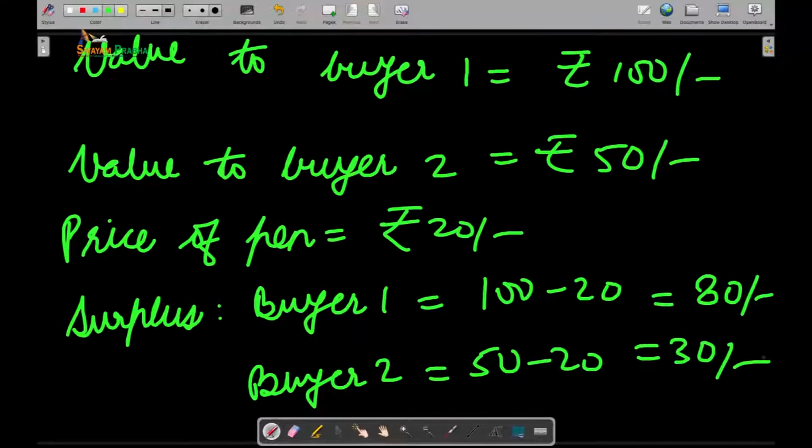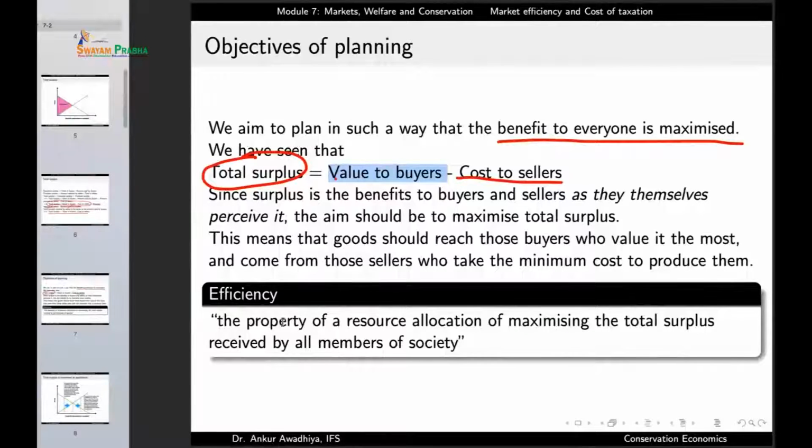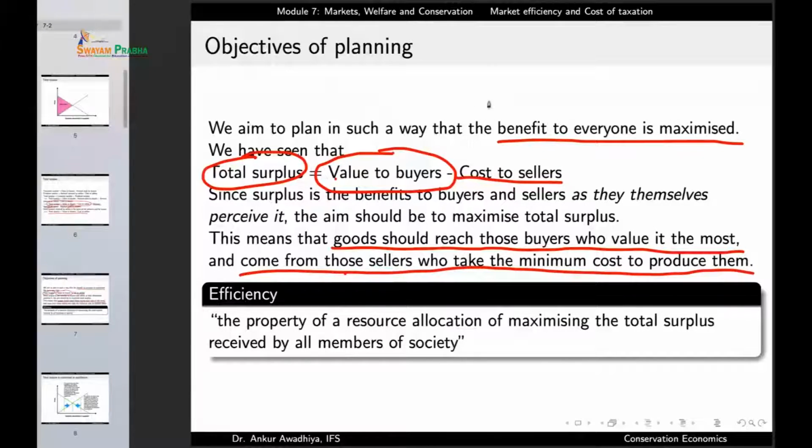Now, if the aim of planning was to maximize the surplus, then we would want this pen to go to buyer 1, because if it goes to buyer 1, then the total surplus from the viewpoint of the buyers, it increases by 80 rupees. Whereas if it goes to the second buyer, the total surplus from the point of view of the buyers, it increases only by 30 rupees. Now, if we are trying to maximize the total surplus, we should work in a way that the value to the buyers is maximized. That is, the goods should reach those buyers who value it the most. At the same time, it should come from those sellers who take the minimum cost to produce them. Because in this equation, when the cost to the sellers is reduced, then the total surplus increases. And which is what the objective of planning should be.